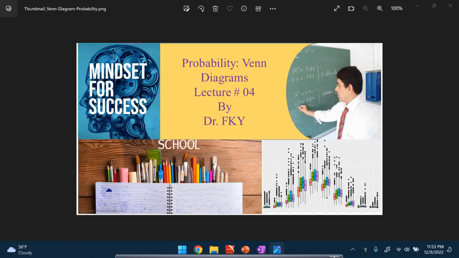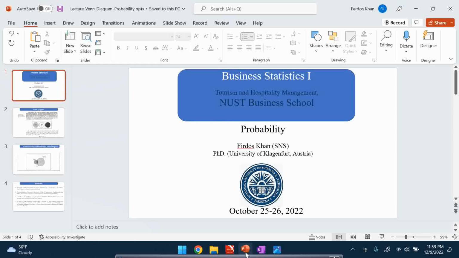Guys, in this video tutorial I would like to explain Venn diagrams, which is a part of probability and statistics. This diagram is used to explain different probability questions where we express the sample space by a rectangle and the events which occurred in that sample space are normally represented by circles. So let's move to the formal lecture.